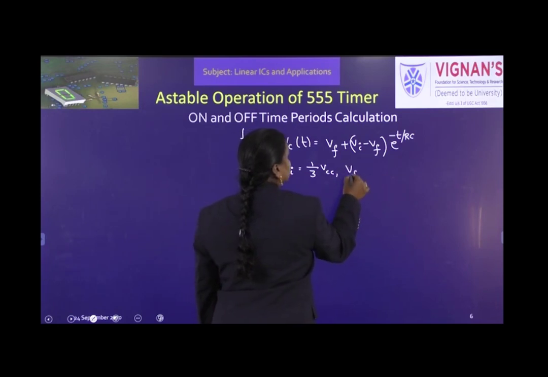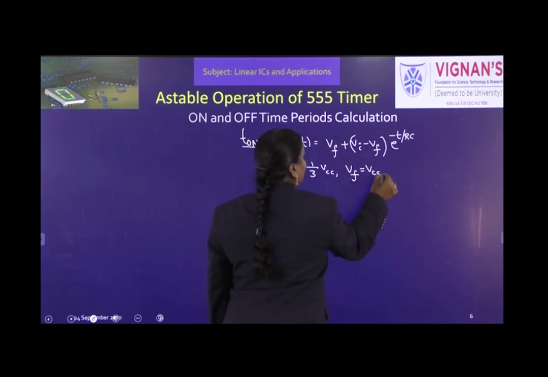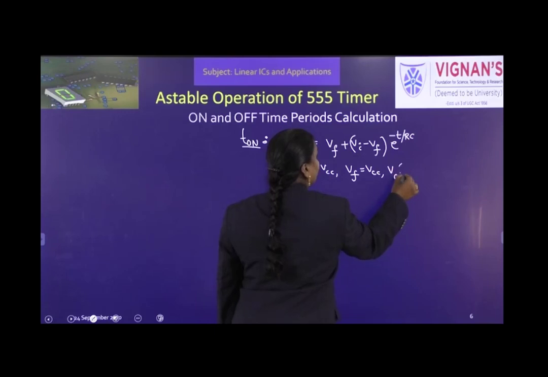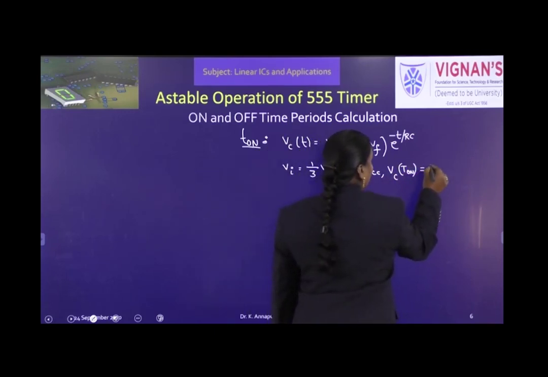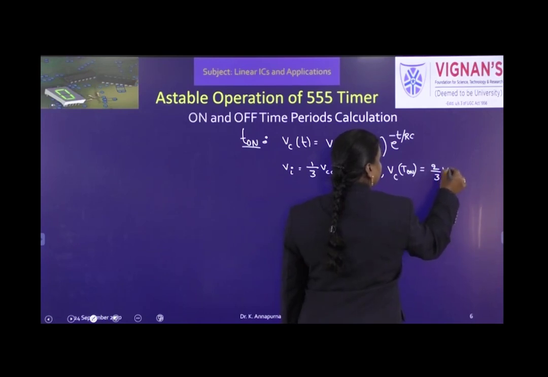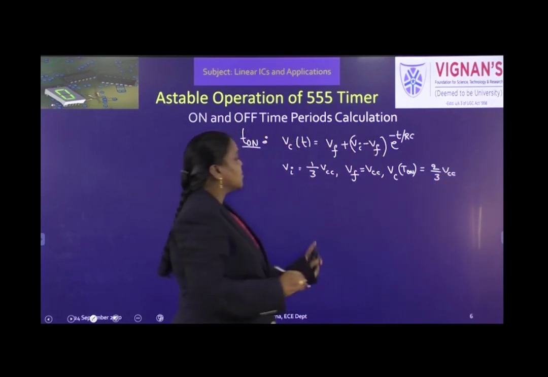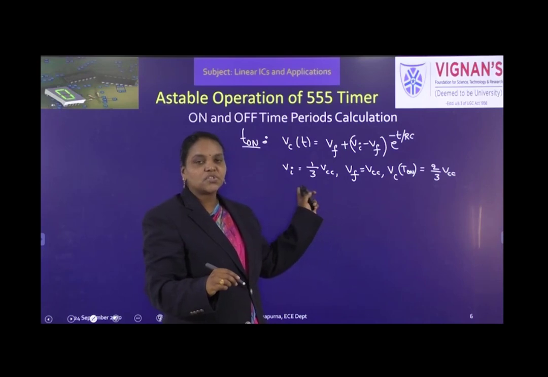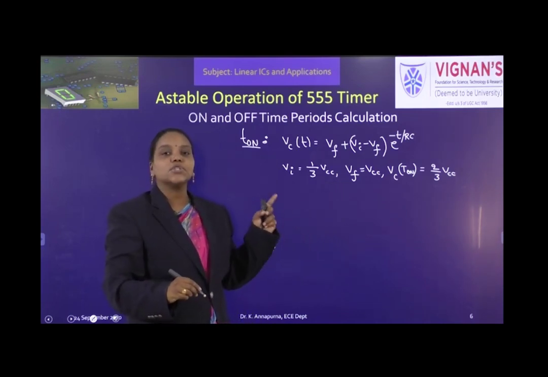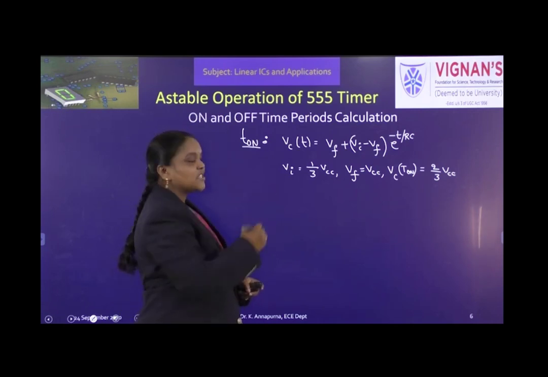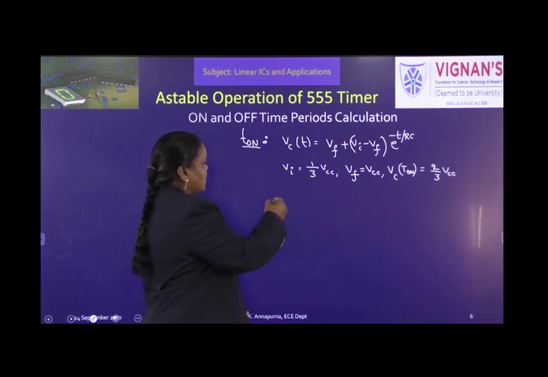V final is VCC. And VC of T on is 2/3 VCC. That is, if your start time is 0, from 0 to T on. So at T on, what is the capacitor voltage? It is 2/3 VCC. Now substitute these values in the above expression.